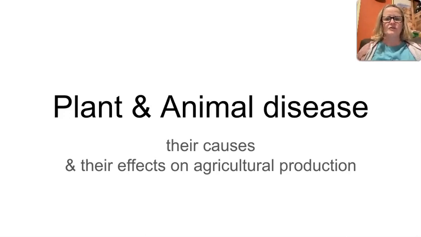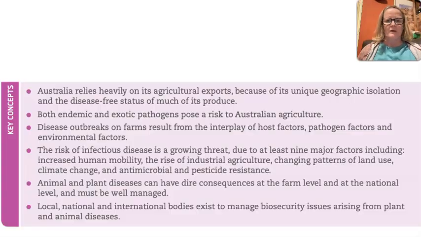In this video, we're going to consider plant and animal diseases, what causes them, and how this might impact agricultural production. And it's important to realise that Australia really relies heavily on agricultural exports. It has a unique geographic isolation and therefore disease-free status in lots of its produce because it is an island and it can keep diseases out.